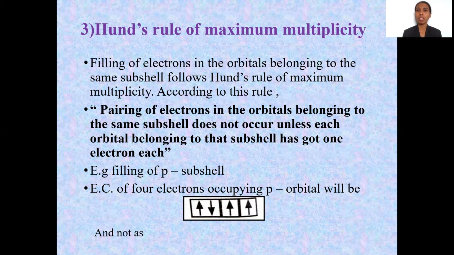Okay, so how will the electrons be filled? There are 3 orbitals in the p subshell, and in these 3 orbitals, first electron in first orbital, second electron in second orbital, third electron in third orbital, and after that the fourth electron will go in the first orbital for pairing with the first electron. Means here, see the sentence again: pairing of the electrons in the orbitals belonging to the same subshell does not occur unless each orbital belonging to that subshell has got 1 electron.